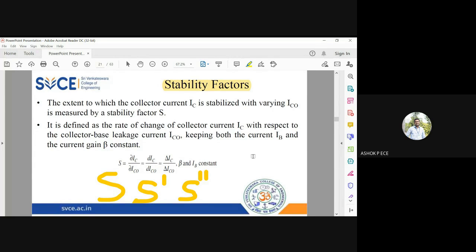And one thing to remember: because of the variation in all three parameters, what is the effect in the transistor because of all these parameters varying with temperature? My collector current is going to increase. That is the ultimate effect because of all the variation, whether it is IC naught, beta, or VB. So I am going to check the variation of IC with respect to all these parameters, IC naught, beta, and IB. When I say variation in mathematics, I use the term differentiation for checking the variation.